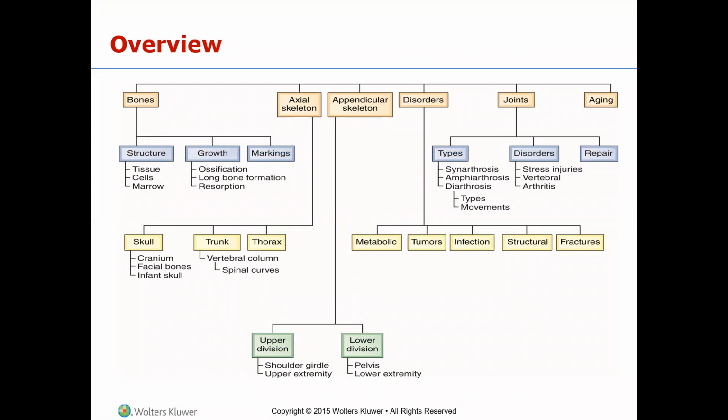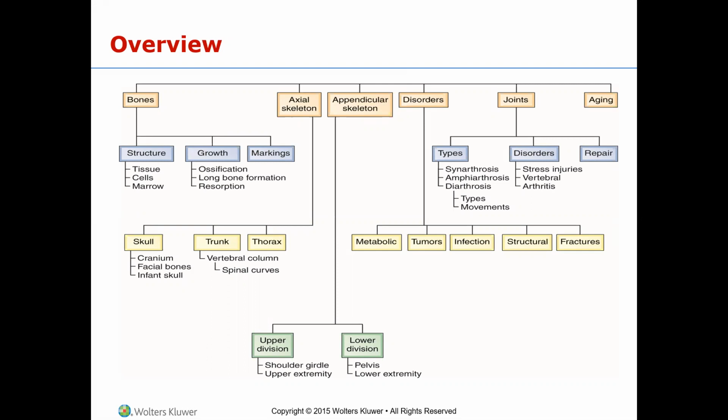You will need to know the bones, the structure of tissue cells and marrow of the bones, and basic information about growth, ossification, and how long bones are formed and resorption. You'll not need to know about the markings.